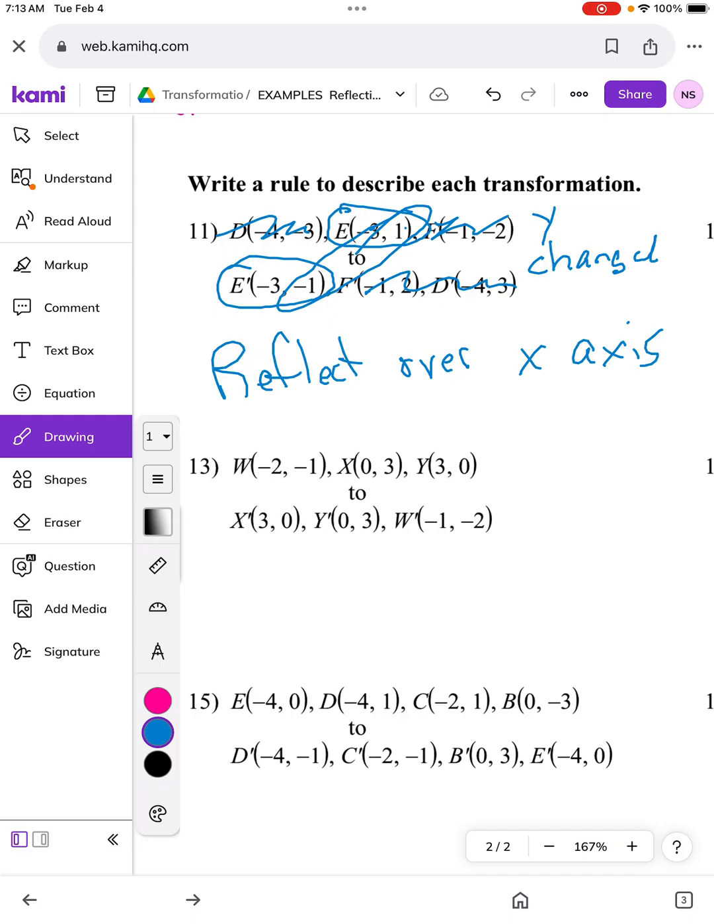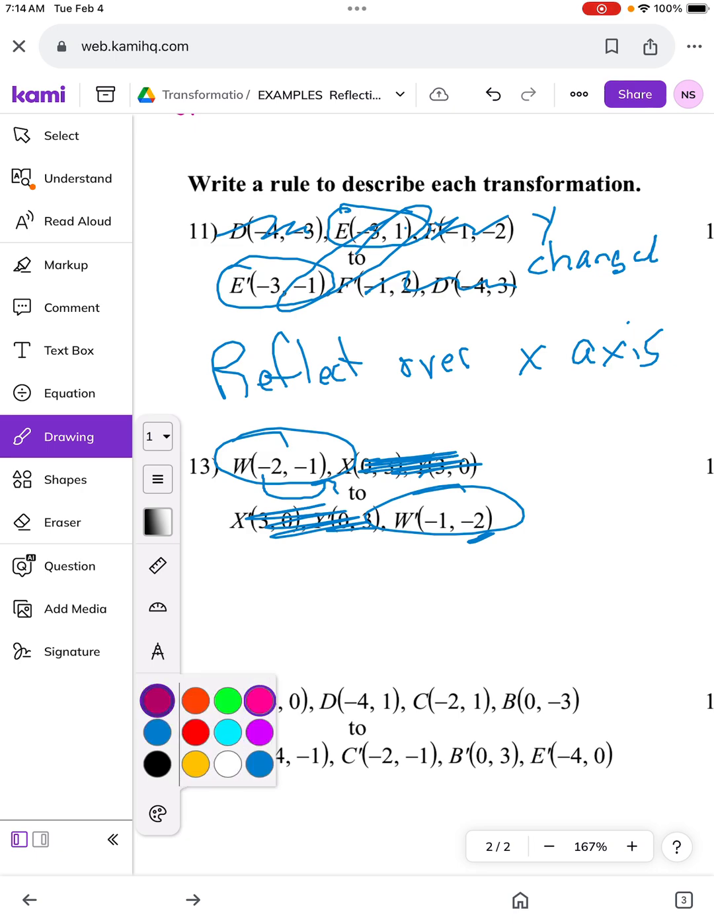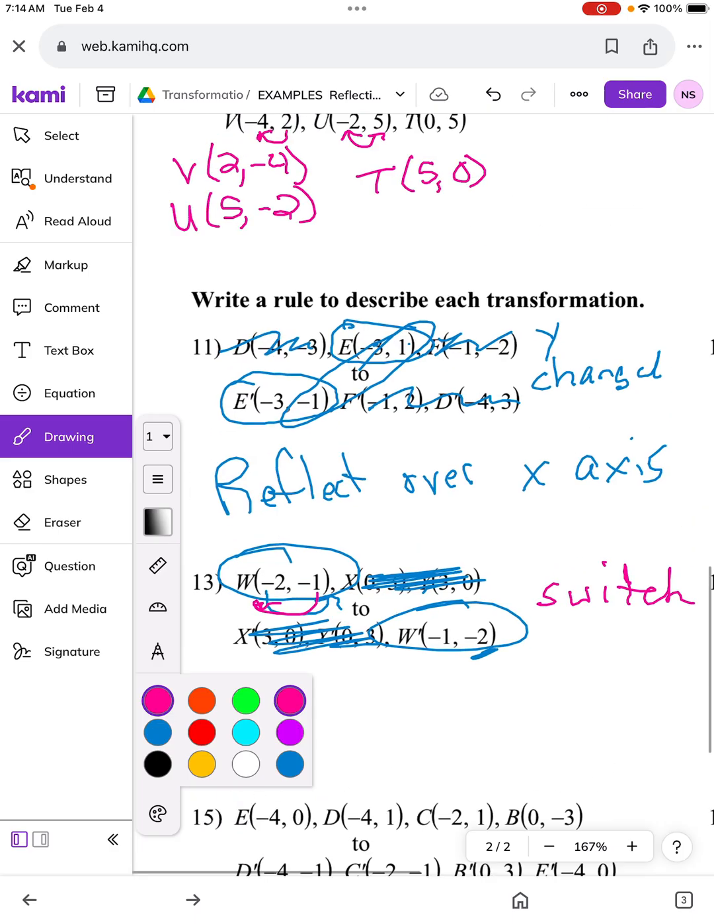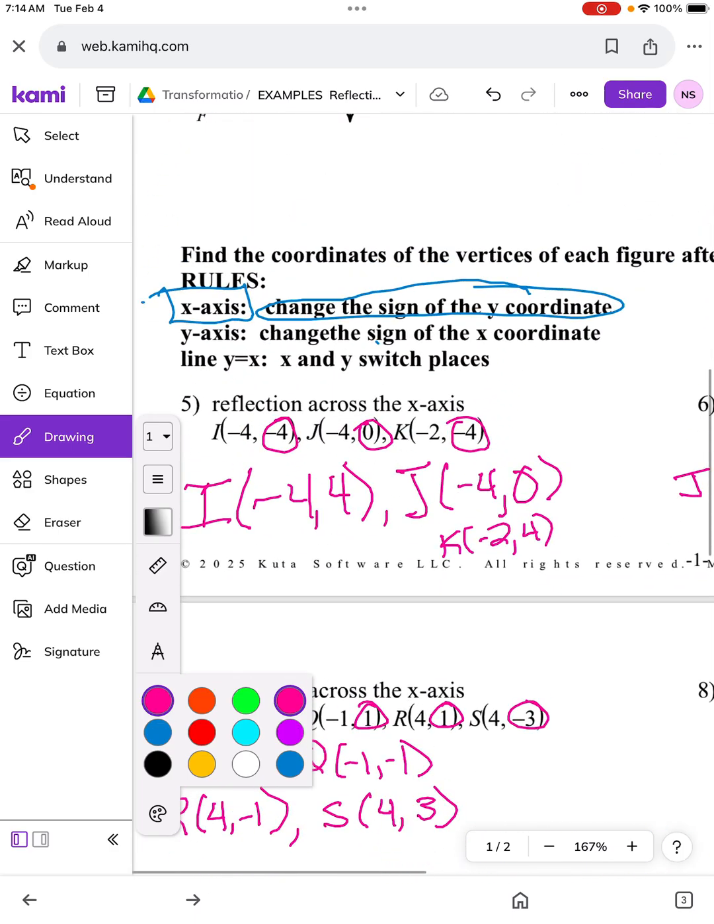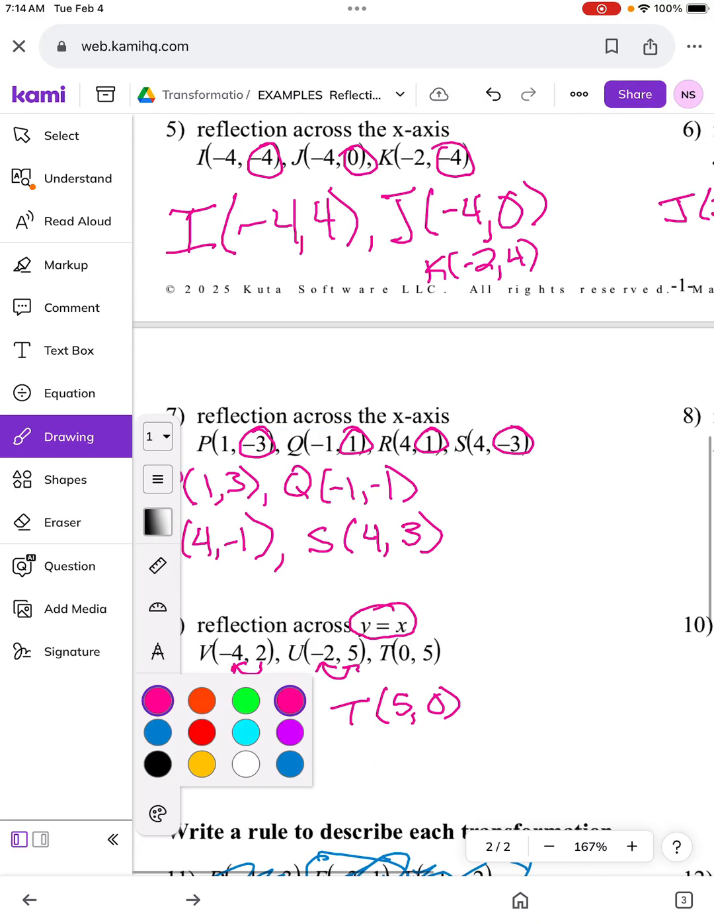Now this one, I don't want anything with 0, so those are going to go away, and those are going to go away, so I'm comparing the w's. It looks like the -2 ended up going to the back down here, and the -1 ended up coming to the front. So they switched. So what rule is my switch? Right here. So we reflected over the line y equals x.